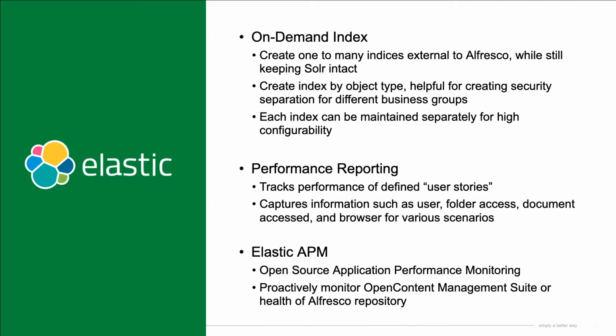Elasticsearch Performance Reporting captures and displays statistics for user stories that are configured in Open Content Management Suite. Lastly, the Elastic APM is an easy, open-source application monitoring tool for administrators to look at low-level data and proactively monitor the health of the Alfresco repository.